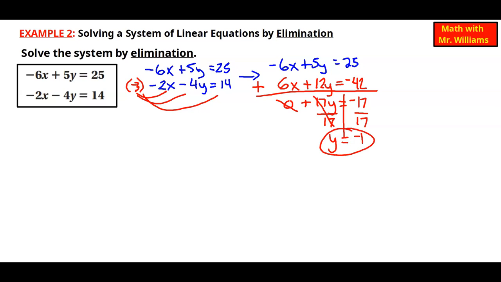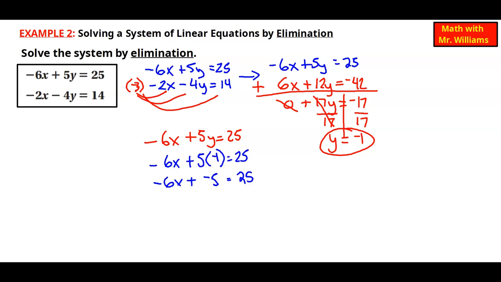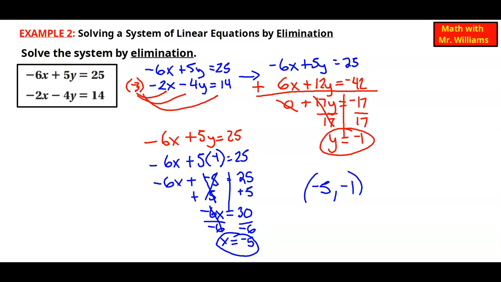All right, let's go ahead and substitute that back in the first equation. So I have -6x plus 5y equals 25. We're going to substitute that -1 in for the y. Now we're going to multiply the 5 times the -1. I get -5. Draw my line of equality. To cancel out that -5, I'm going to add a +5 to the left and to the right. 5's will cancel, leaving me -6x equals 30. I'm going to divide by -6 on both sides, giving me x equals -5. So the solution to the system of equations is (-5, -1).